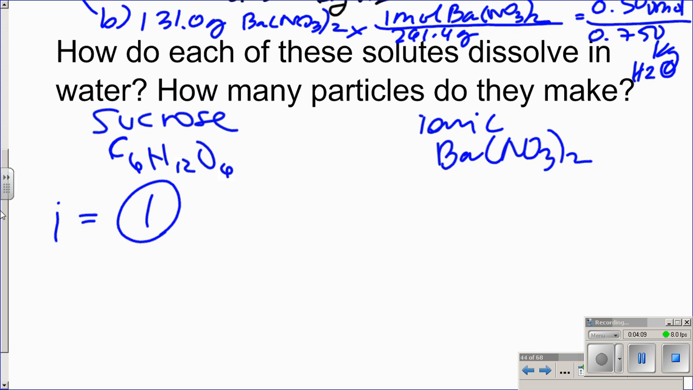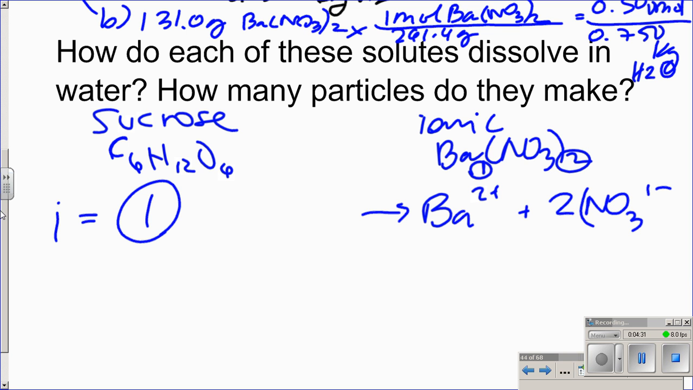This one, when it ionizes, because it's literally ionic, it can ionize in solution. How many things does it break up into? 3. How do you know? Right, there's 1 barium and there's 2 nitrates. So this breaks into barium 2+, because that's the charge of barium. And how many nitrates? 2 nitrates. Do not be a homewrecker and break nitrate up. It's a little happy family polyatomic ion. Don't break it up, right? So you have 1 of these, 2 of these, so its i factor is 3.